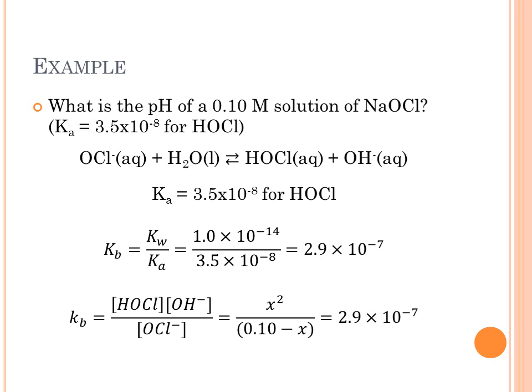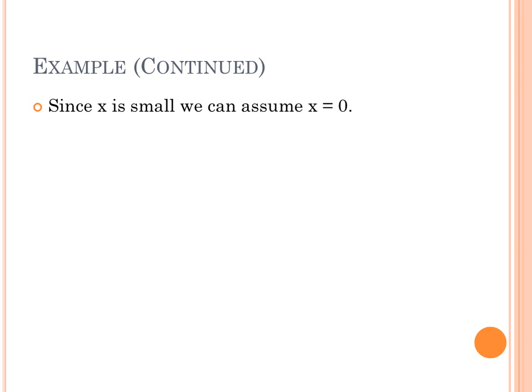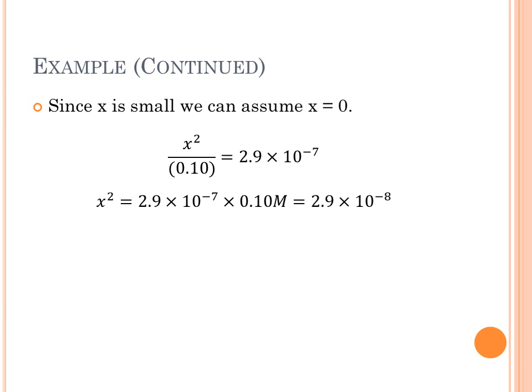That Kb is small, so we can make the same approximation we made in the acid-base equilibrium presentation. If it's small, we're just going to assume that X's in addition and subtraction are equal to 0, so we can say X squared divided by 0.1 is equal to 2.9 times 10 to the negative 7th. So all we really want to know is how much ionized, so we can get at the hydroxide ion concentration. So we work through the math.